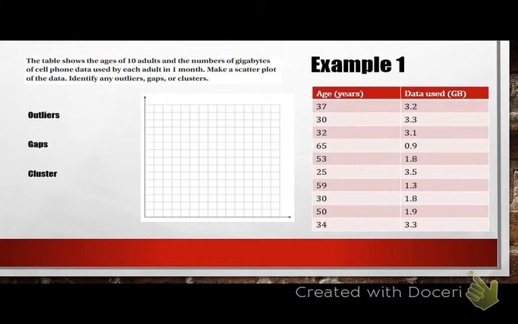That's what's happening here in this chart. What it says is there's a 37-year-old, look here. A 37-year-old used about 3.2 gigabytes of data in one month. That's nothing. That's absolutely nothing. That's so minimal. But we'll go with it.